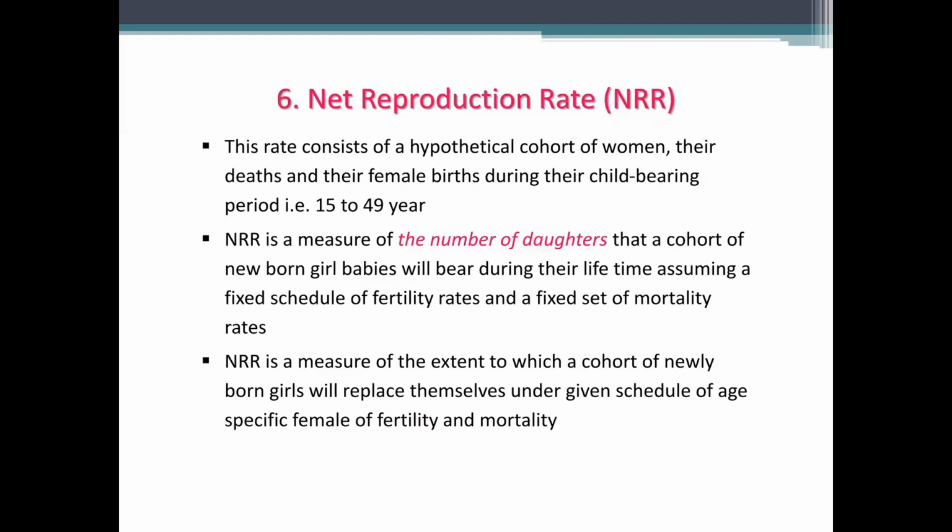Next, net reproduction rate. This rate considers a hypothetical cohort of women, their deaths and their female births during their childbearing period, that is 15 to 49 years. Net reproduction rate is a measure of the number of daughters that a cohort of newborn girl babies will bear during their lifetime, assuming a fixed schedule of fertility rates and a fixed set of mortality rates. It is a measure of the extent to which a cohort of newly born girls will replace themselves under a given schedule of age-specific female fertility and mortality.